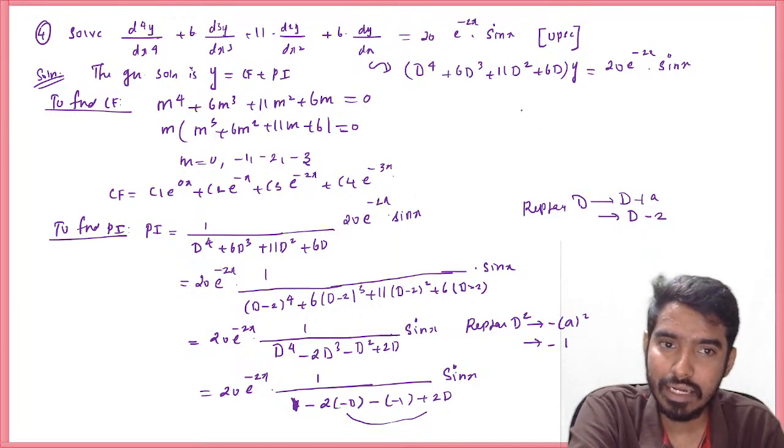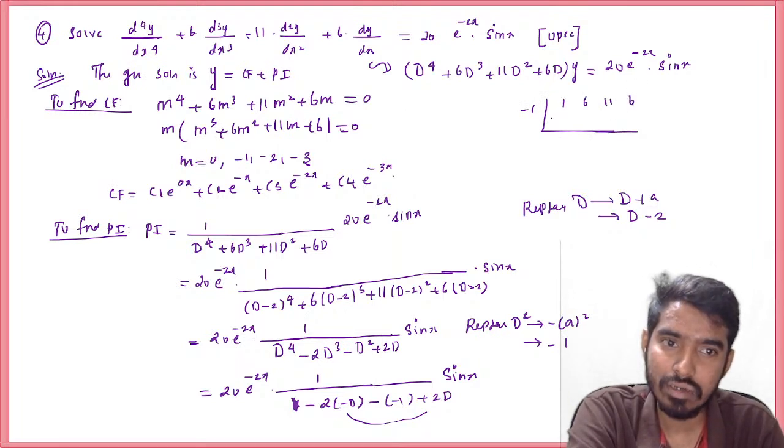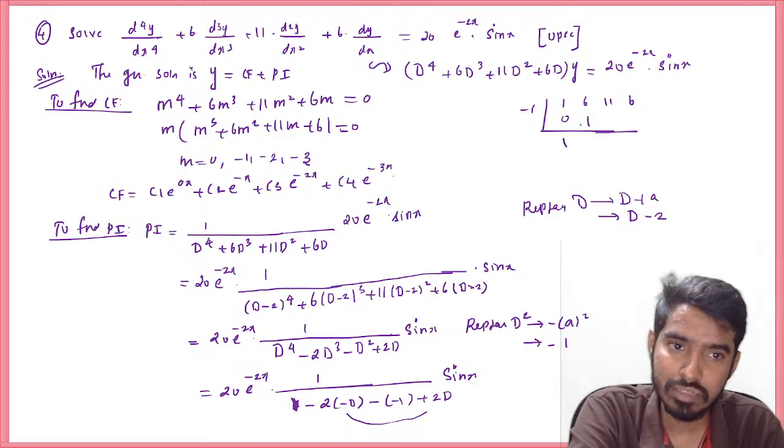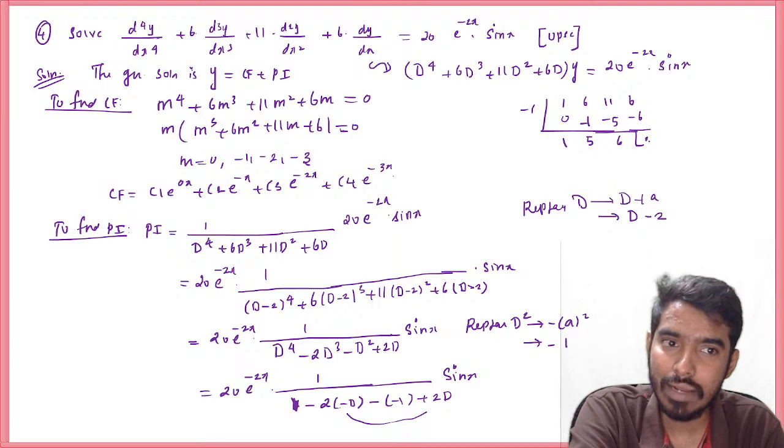So after doing that, minus 1 is 1 root, the coefficients of this are 1, 6, 11, 6. Now first you have to put 0 here. 1 plus 0 is 1. Minus 1 into 1 is minus 1. 6 minus 1 is 5. 1 into minus 1 into 5 is minus 5. 11 minus 5 is 6. 6 into minus 1 is minus 6. So that means minus 1 is 1 root. For this root only, we will have this as 0.